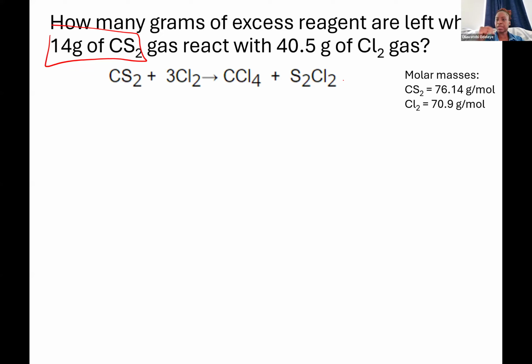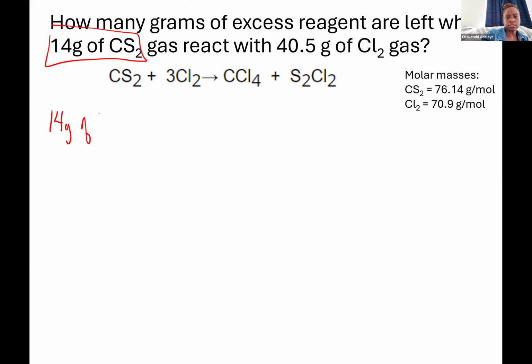Set them up stoichiometry-wise and figure out how much product you would get using each. Because I'm not asking you how much of a specific product you would get, it doesn't matter what product you use. Just pick one, make sure it's the same, and figure out how much product you could get. So let's figure out the limiting reactant.